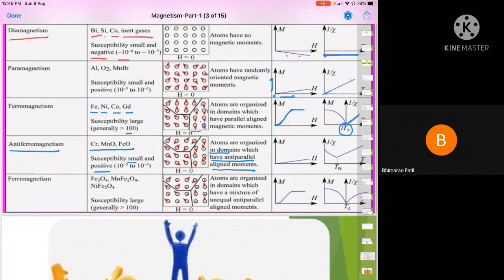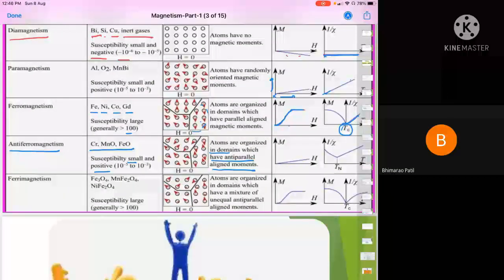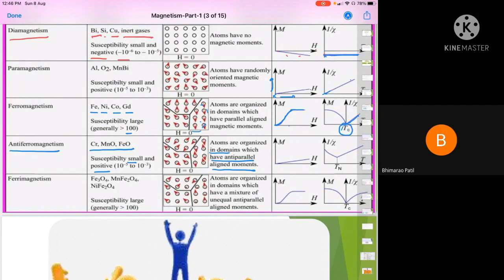And if we measure the molar susceptibility with respect to temperature, then the magnetic susceptibility goes on increasing with increasing temperature till the Néel temperature, and after that the material behaves like a paramagnetic material, and therefore the Néel temperature is a characteristic property of antiferromagnetic substances.